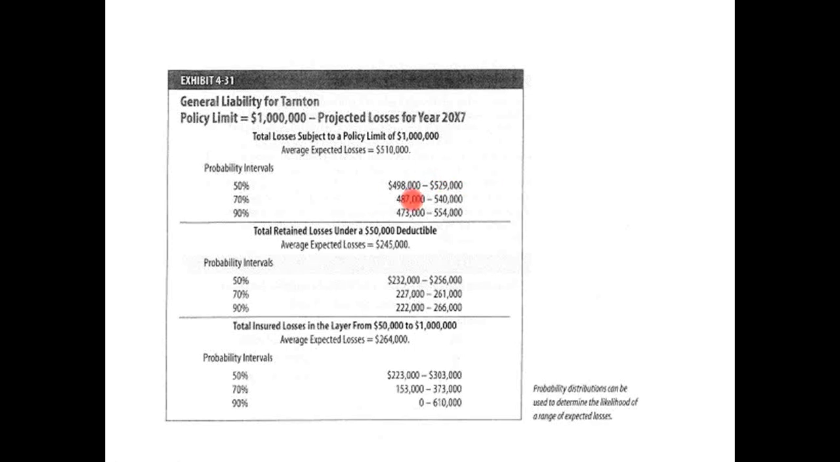At the 70% confidence level, our upper limit is 540,000, and at 90%, it's 554,000 on this upper limit, based upon the standard deviations of what's expected in those claims.